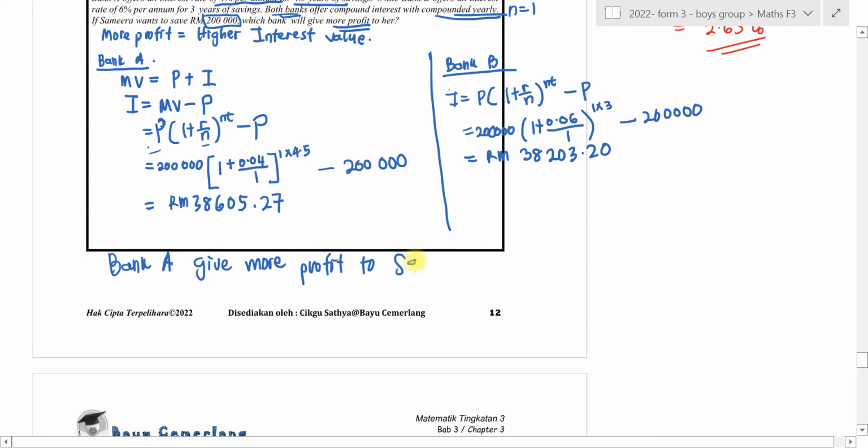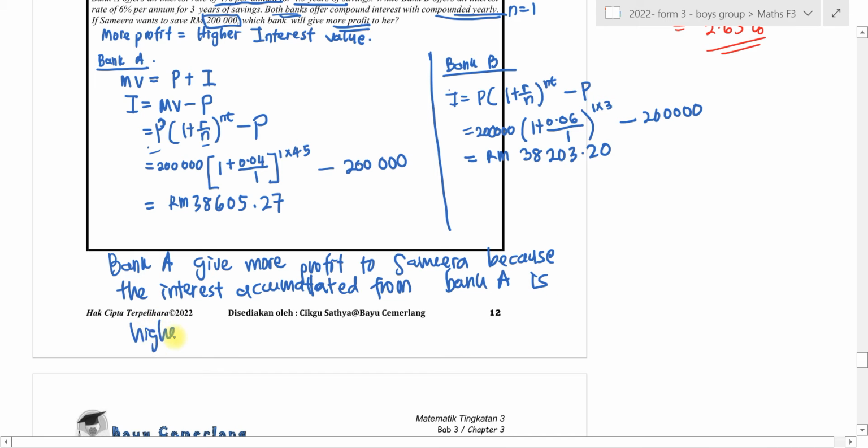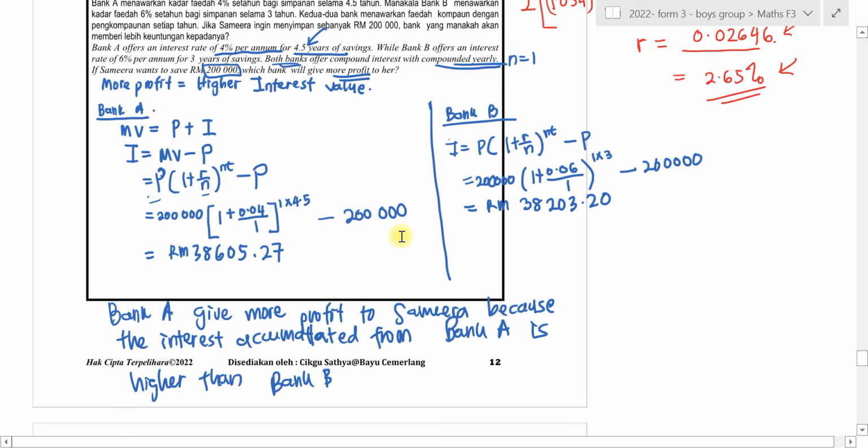to Samira because the interest accumulated from bank A is higher than bank B. We already proved this through the calculation. Okay, copy this down.